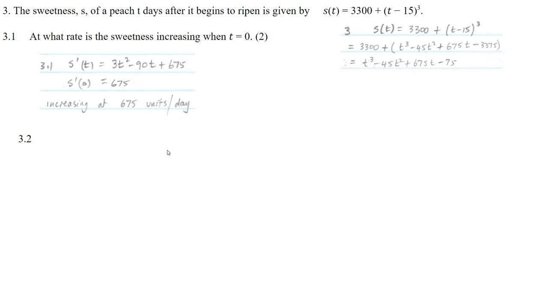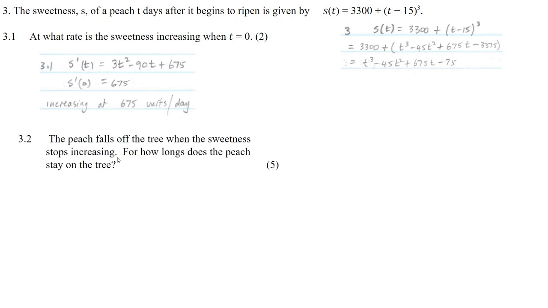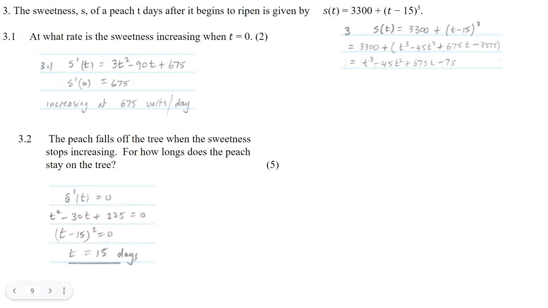That's it. Okay, the next question says, a peach falls off the tree when the sweetness stops increasing. For how long does the peach stay on the tree? So just as long as it's increasing, we need a turning point. And I think that's what Mr. Autry did. He had s prime of t equals 0. We've got to take the derivative and make it equal 0. But let's divide all these numbers by 3 and make it easier: t squared minus 30t plus 225.